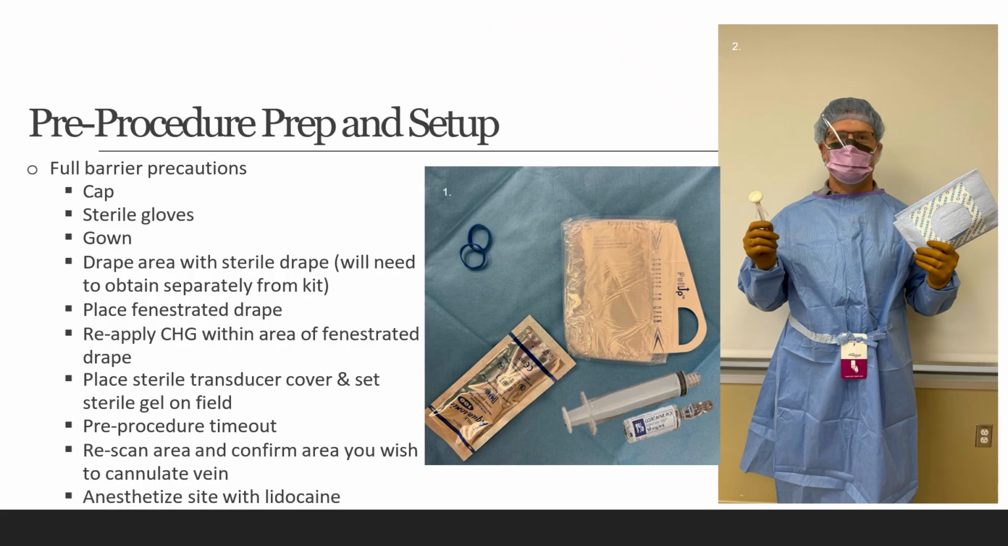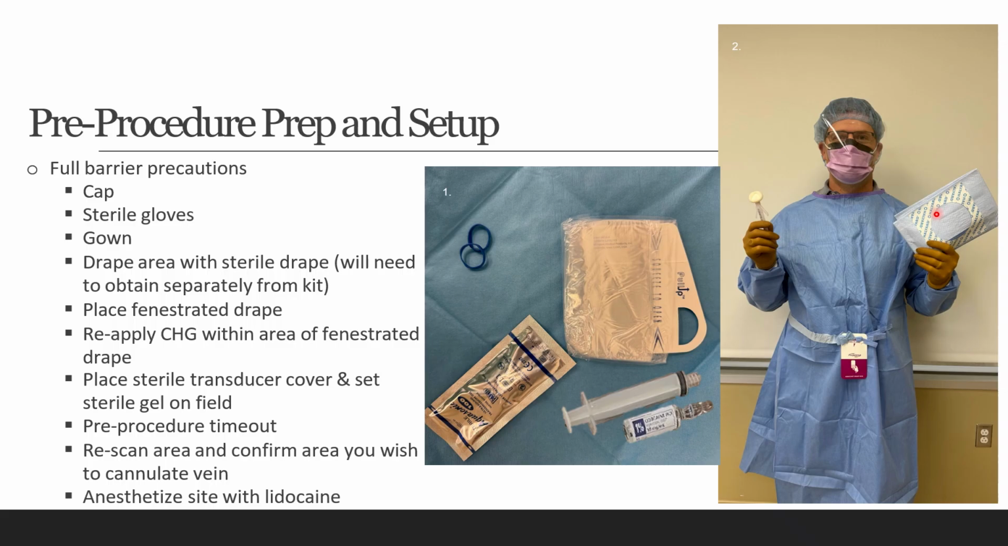All right, so now that we got ourselves cleaned up, have the patient cleaned up, let's move on to the next pre-procedural step and how we prep for our procedure. So this is going to need full barrier precautions. So you want to get a cap, some sterile gloves, a gown. You want to drape the area with a sterile drape. You'll need to get that separately from most kits. And then place the fenestrated drape within the inside of the fenestrated drape. And you can see my partner here.